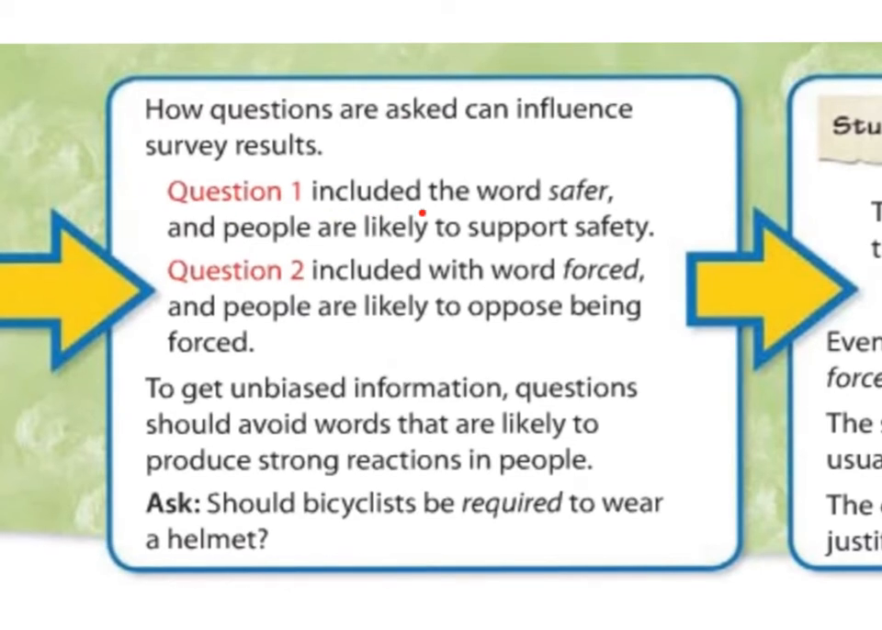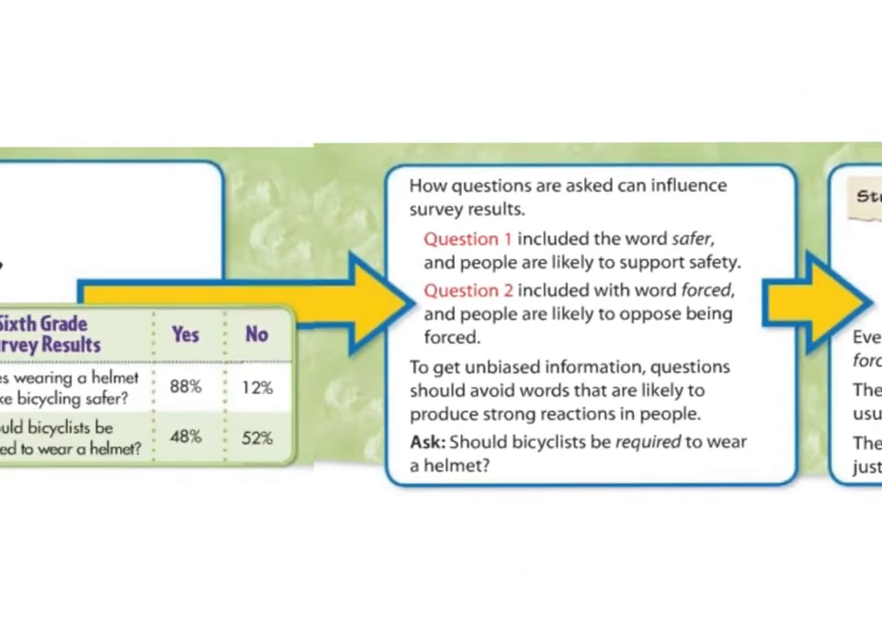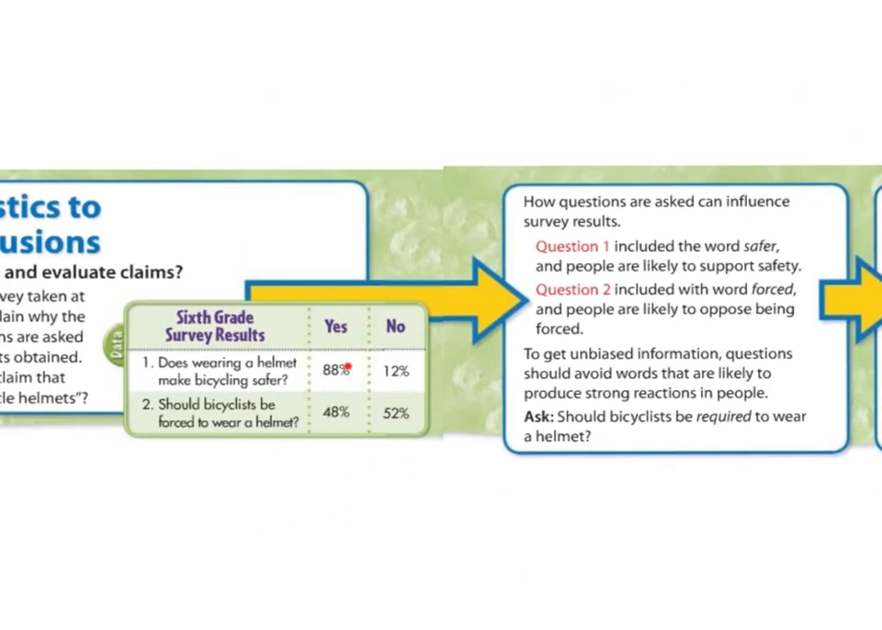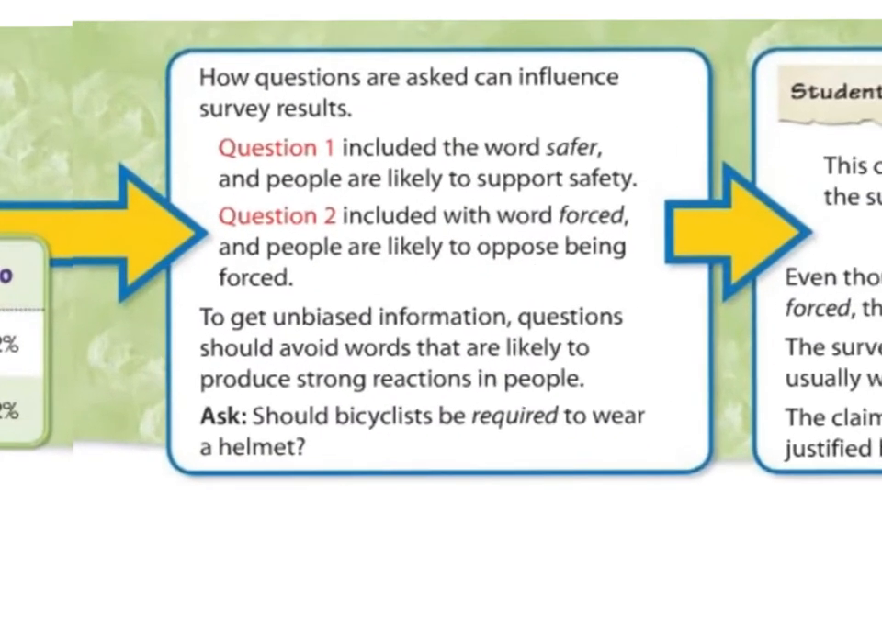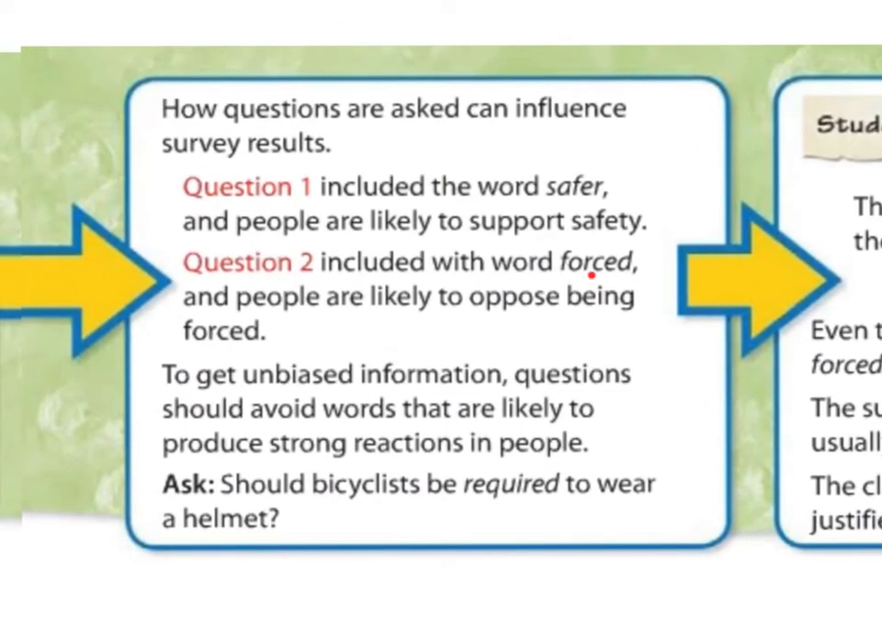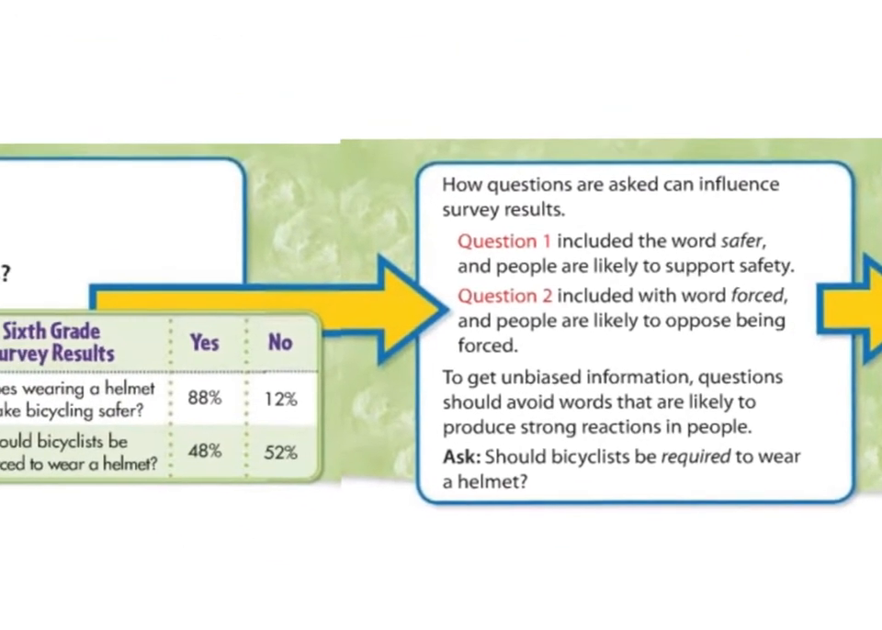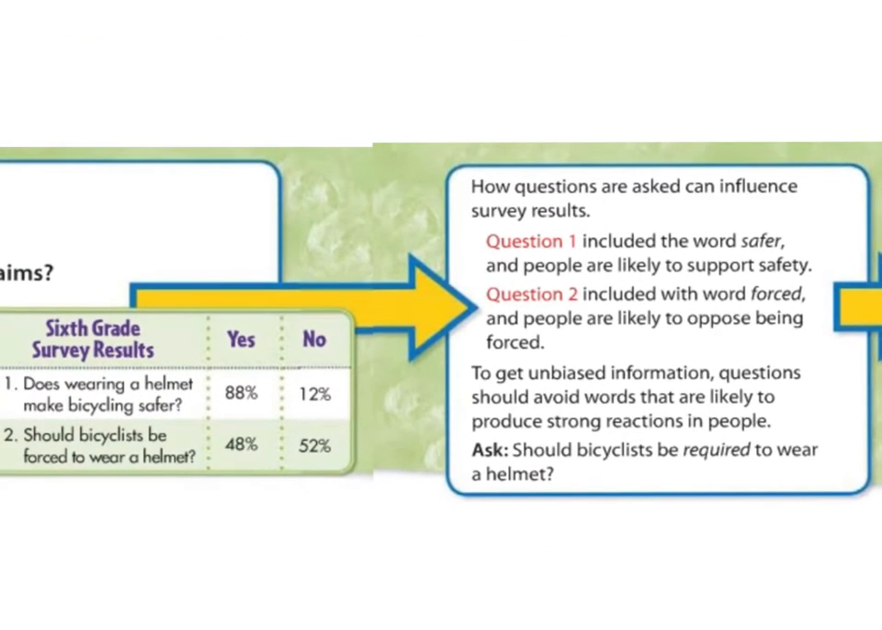So question 1 included the word safer, and people are likely to support safety. They like that, so they're going to say yes. As we see, 88% said yes. Meanwhile, question 2 included the word forced. We don't like being forced to do anything. So when they ask, hey, do you want to force somebody to do something? You're going to say no. So look at that big jump.